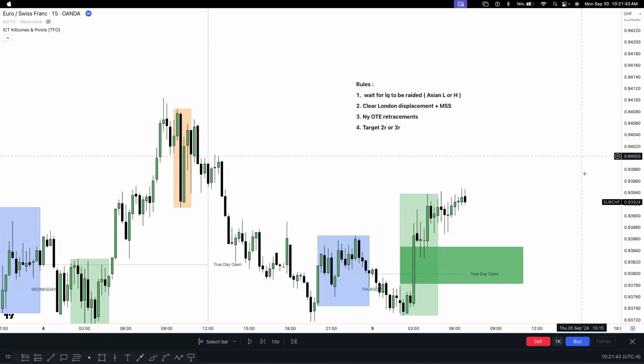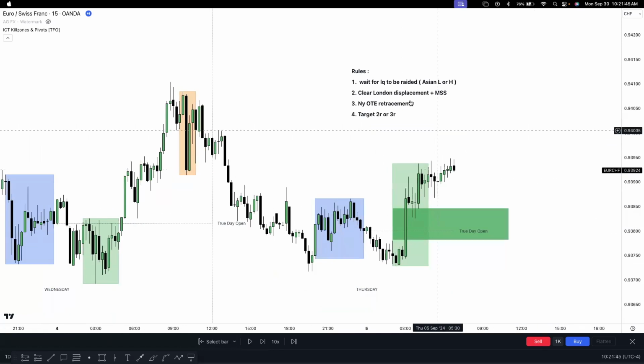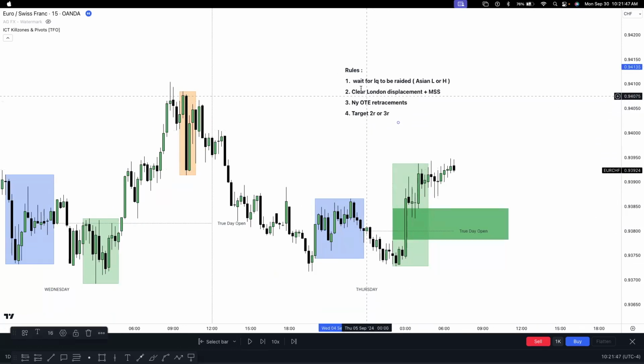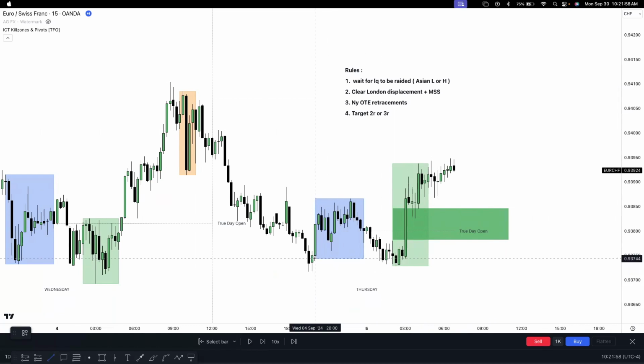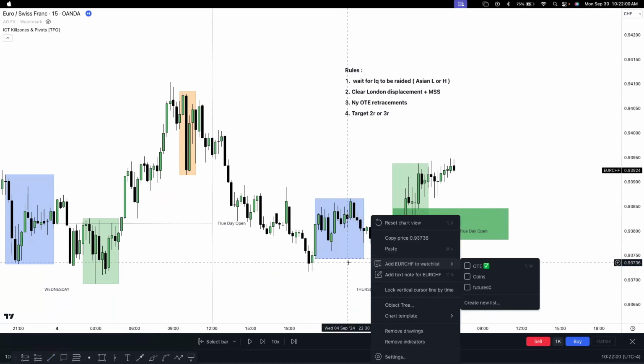So what's the first rule? And we are looking for a long position again. So the first rule is what? We need to wait for liquidity to be raided. Liquidity was raided here. Asian low was taken during London session. So we had Asian low taken here. So we're going to go ahead and mark out Asian low.